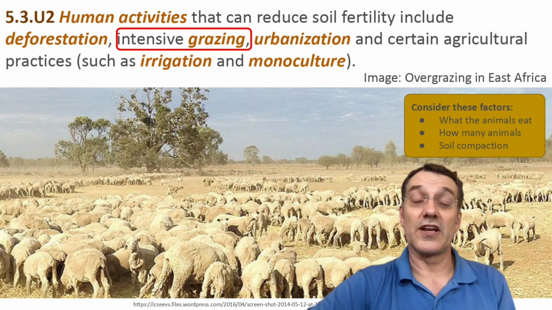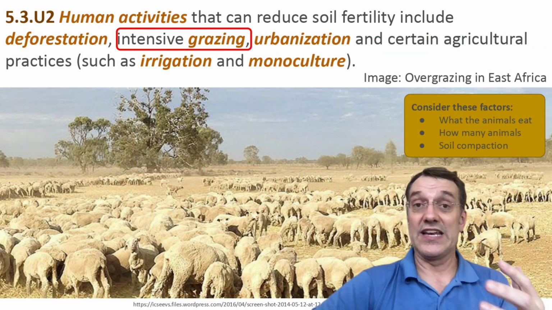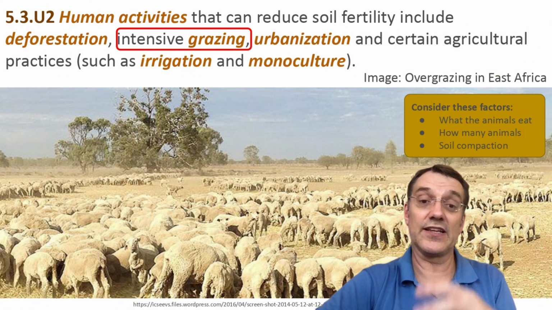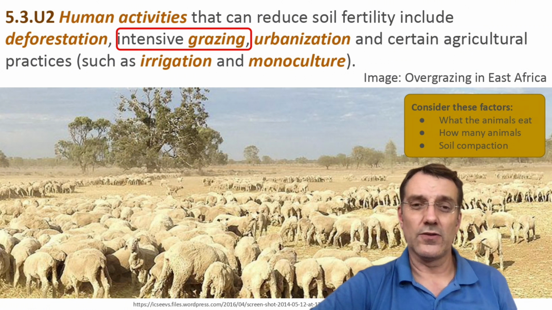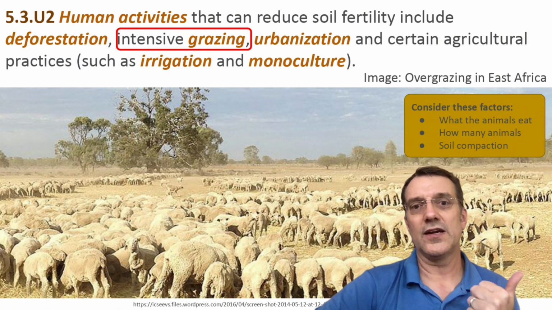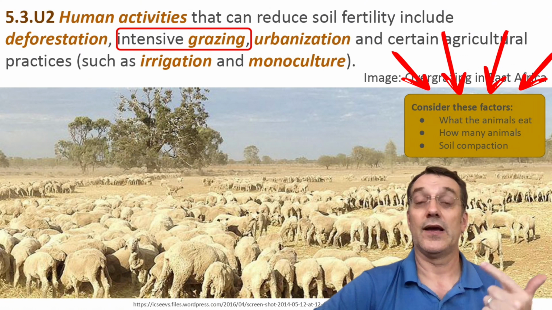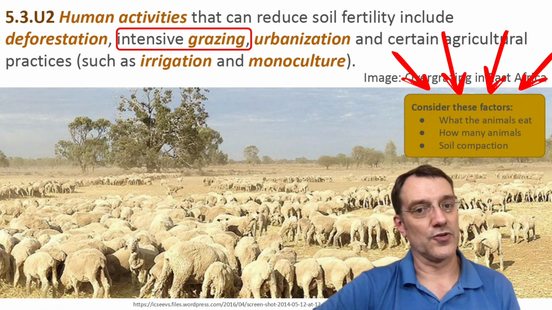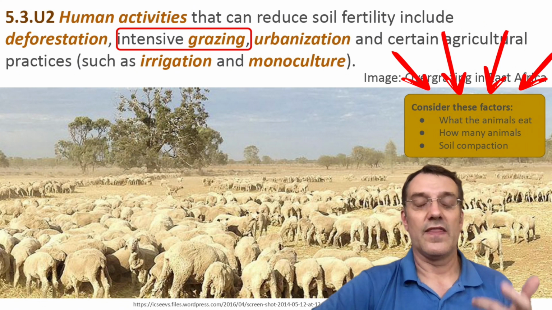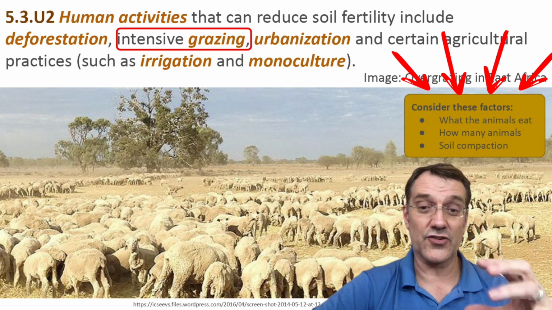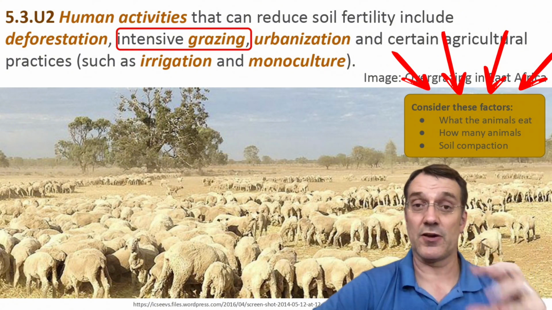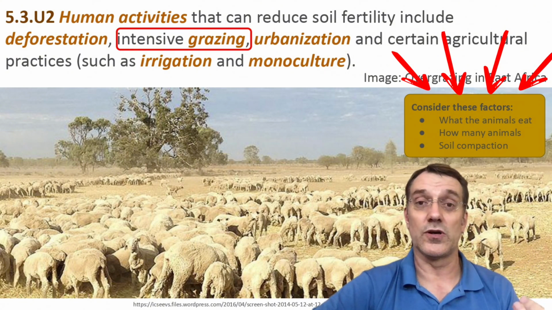Moving on to our understanding of human impacts, we see how intensive grazing can significantly affect soil health. When you take a look at this image, consider 3 critical factors. First, what the animals eat. Second, how many animals are present. And third, the impact of soil compaction from all of their hooves stamping around on the ground for so long.